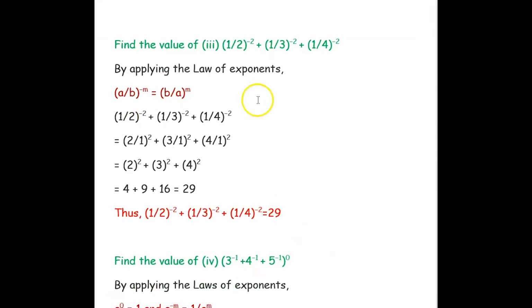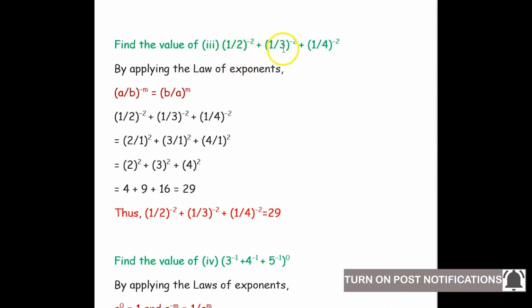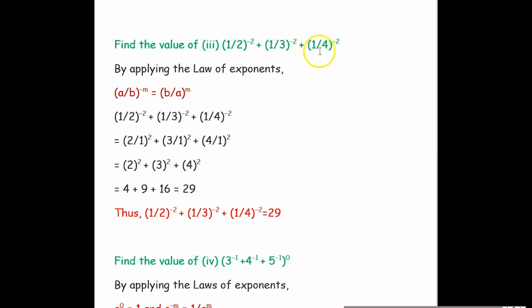Next, find the value of 1 by 2 raised to the power minus 2 plus 1 by 3 raised to the power minus 2 plus 1 by 4 raised to the power minus 2. So by applying the law of exponent, a divided by b raised to the power minus m equals b divided by a raised to the power m. Okay. So here it is of the same form.